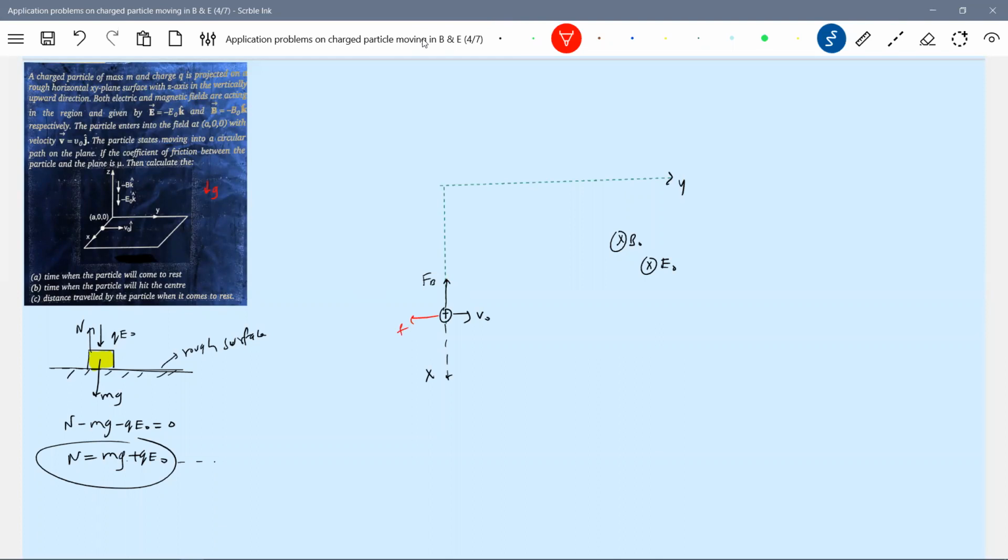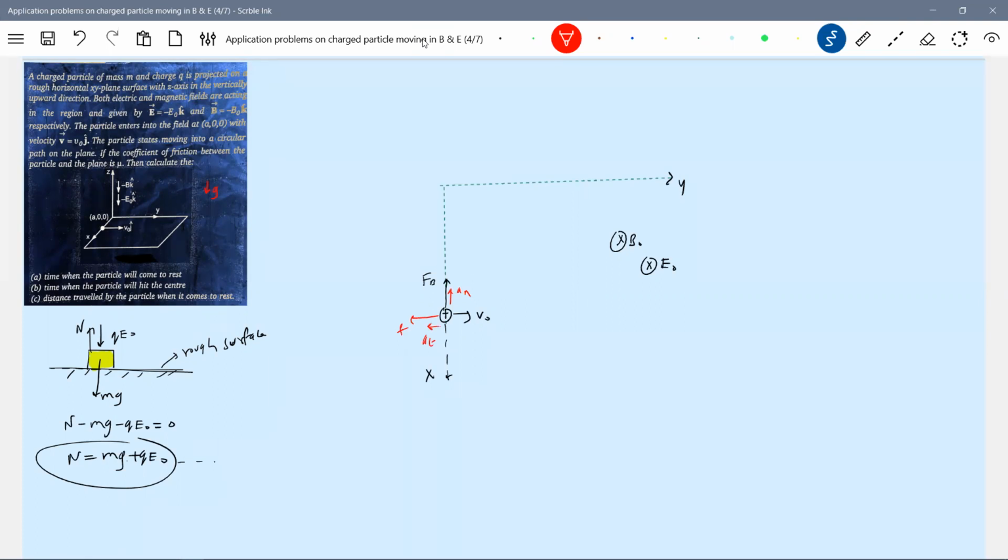Now tell me what can happen. What will happen to the particle now? Friction is a resistive force, dissipative force. So the speed of the particle will keep on decreasing. So here, this magnetic force will provide the required centripetal force, and the friction will retard the motion.